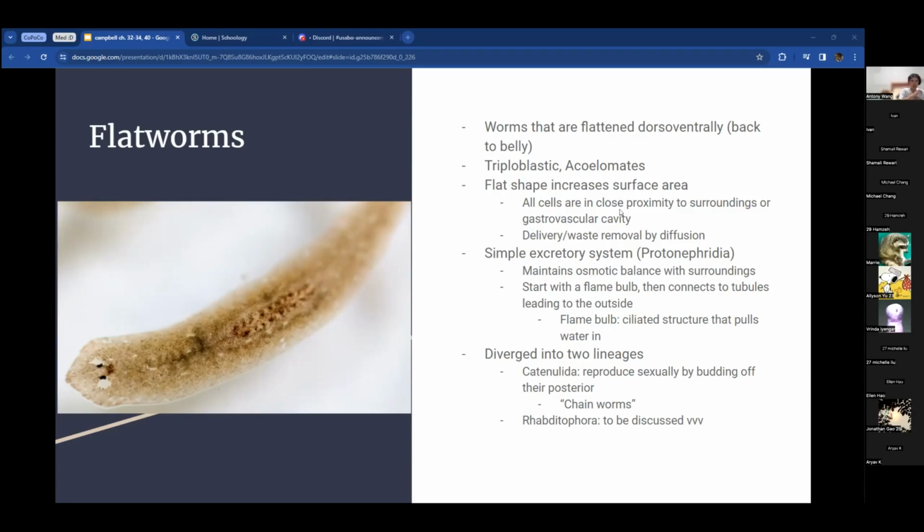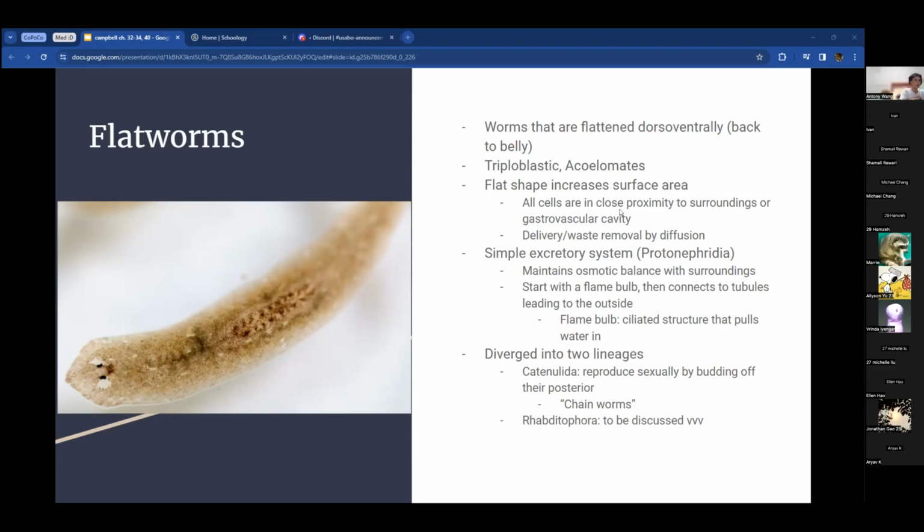That the cilia is why it's known as a flame bulb. And this is relatively simple. It's mainly used for osmotic balance. Cantinellida, chain worms. These are like worms that are attached to each other, like the parent is attached to the child.